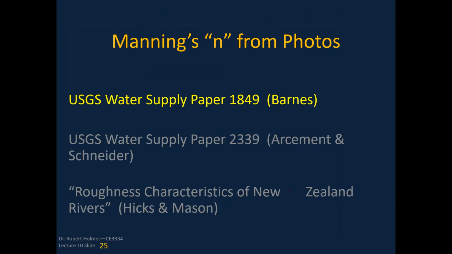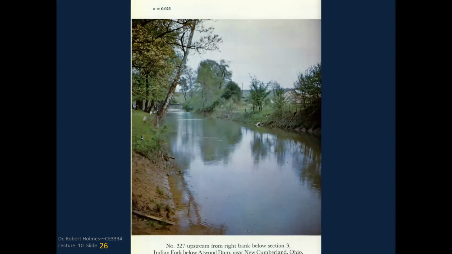We have a number of ways to get it. In the lecture 10 module, you can see this report from Barnes. It's listed in there. You can see where we go through and we have pictures for various locations where we've actually measured flows, gotten the friction slope, measured the hydraulic radius, the velocities, etc., and back calculated the value of N. You can see these kinds of studies where this is near New Cumberland, Ohio. This is Indian Fork. You can see this stream here, and they have a value N of 0.026. So this is from photo comparison.